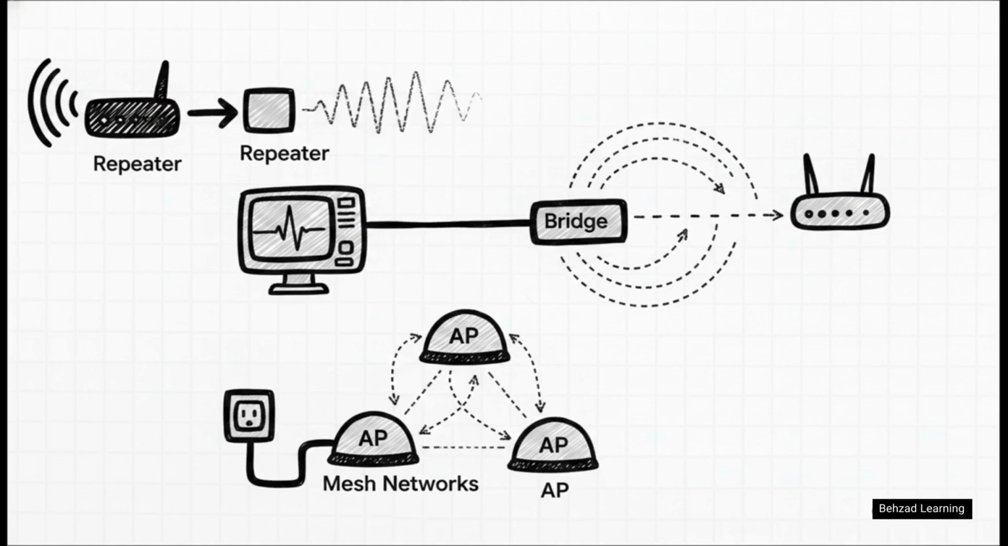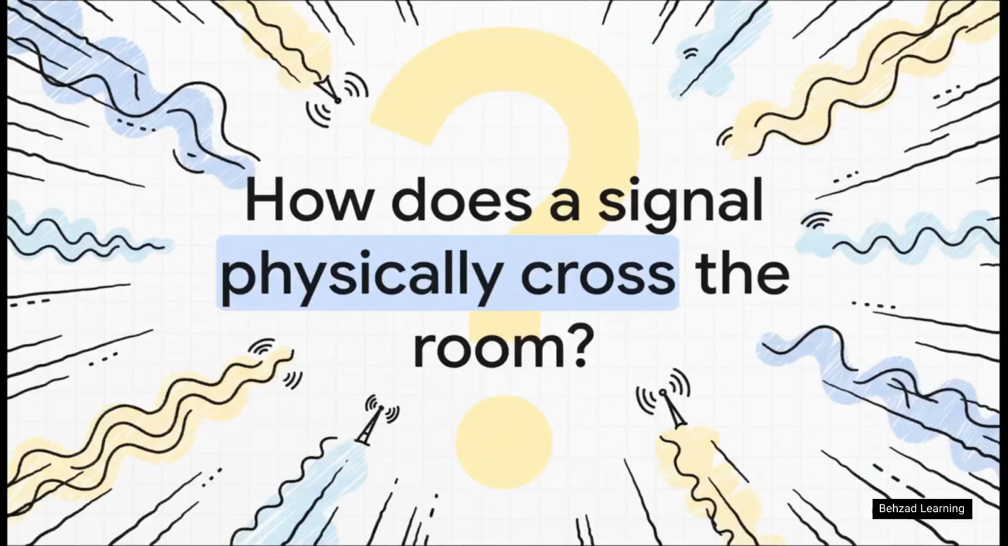Finally, mesh networks. In a mesh setup, access points don't actually need a local Ethernet plug. They use wireless backhauls to just relay traffic from one AP to the next until it finally reaches the wired network. Okay, so we've talked about the network topology, the devices, and the rules of the road.